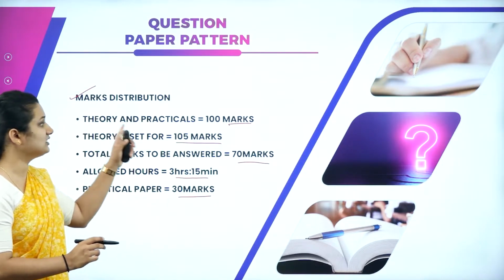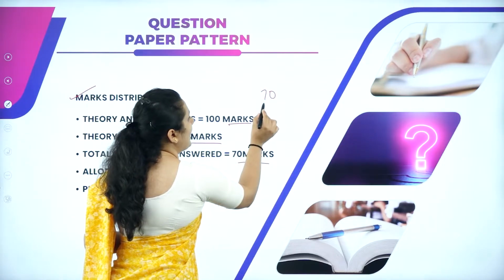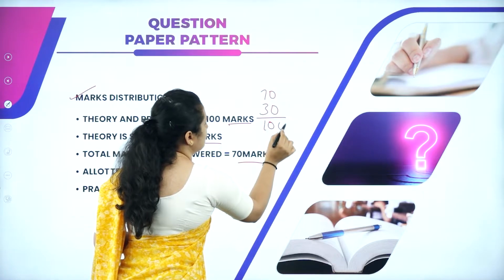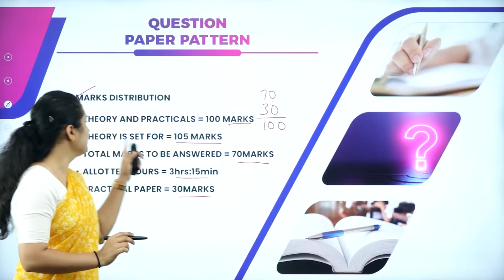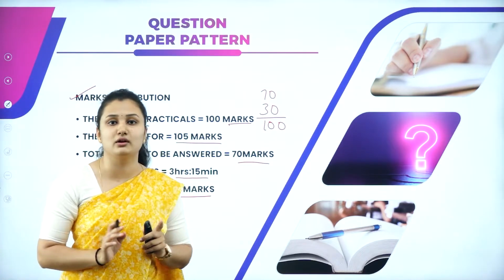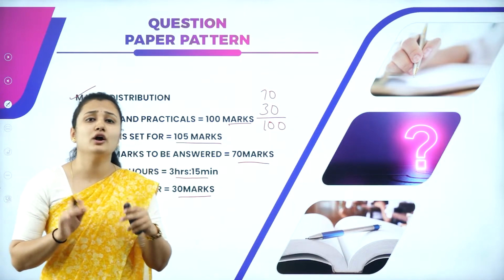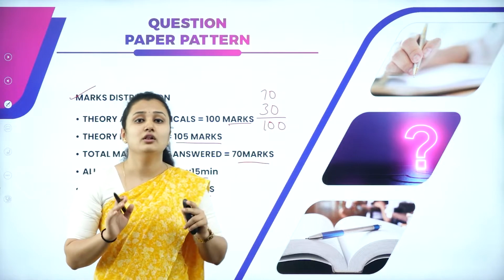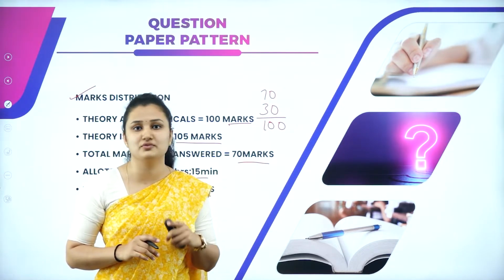So you're including theory and practical. That means theory you will be writing for 70 and practical you will be writing for 30. So 70 plus 30, 100 marks. So theory and practicals will be writing for 100 marks, but the theory paper is set for 105 marks. So is it confusing? Don't get confused. So you'll have lot of choice in your question paper. You're writing for 100, but you'll have lot of choice in each section of the question paper. That's the beauty of physics.